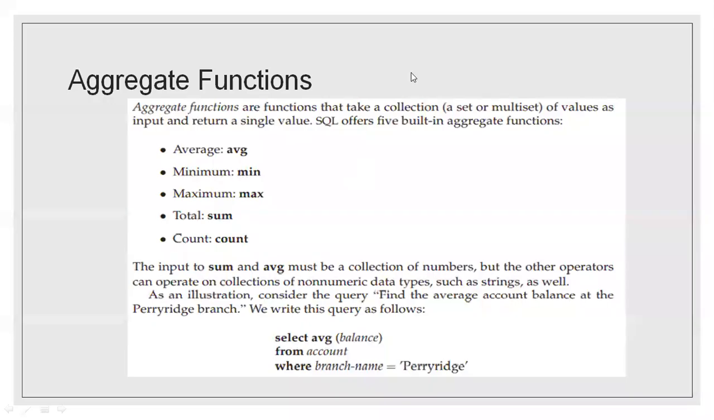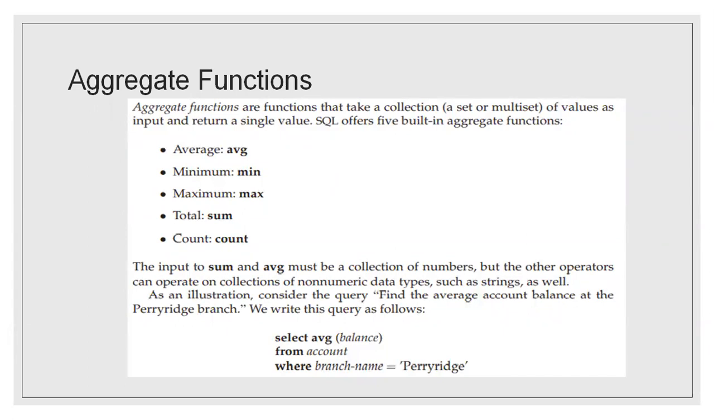Aggregate functions are the functions that take a collection or more than one value as input and give only one value as output. So SQL offers 5 built-in aggregate functions. I repeat, aggregate functions are those functions which take more than one input value and give in return a single value. So we have average, minimum, maximum, total, that is nothing but sum, and count. So AVG, MIN, MAX, sum, and count. These are the 5 aggregate functions.